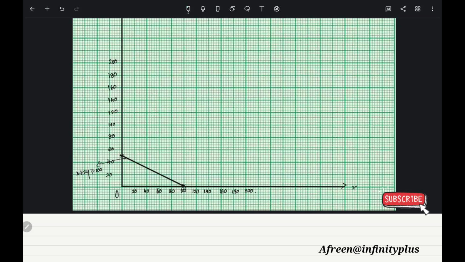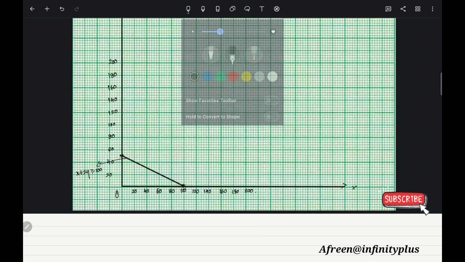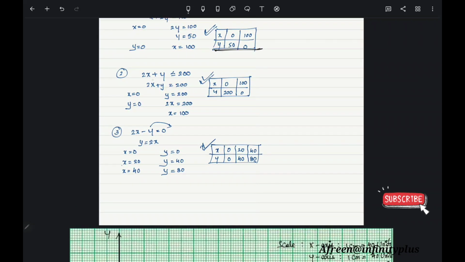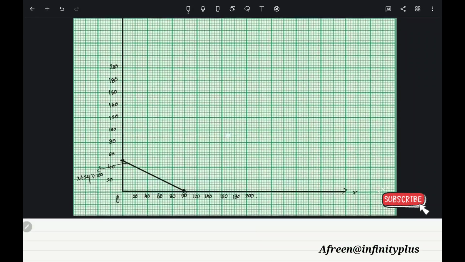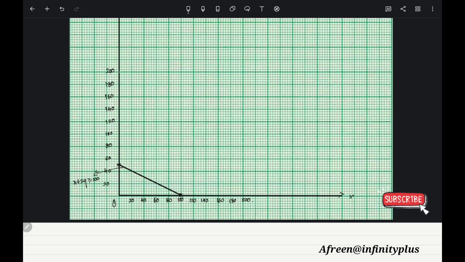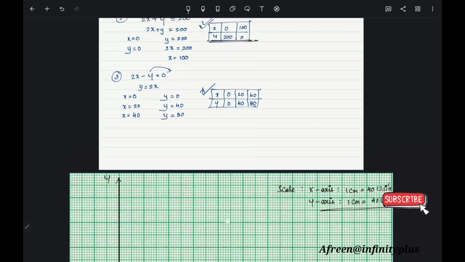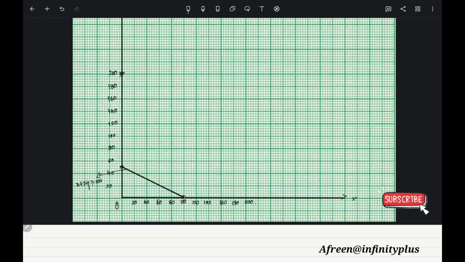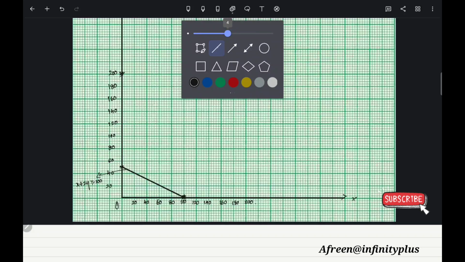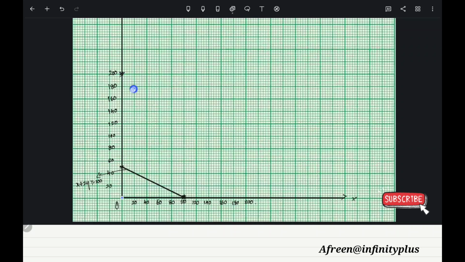Now let's draw the graph for another line which is 2x plus y less than or equal to 200. The first points are (0, 200) and (100, 0). 0 on the x-axis and 200 on the y-axis is this point, and next is (100, 0), which will be as it is. Now join these 2 points in order to get another graph line.